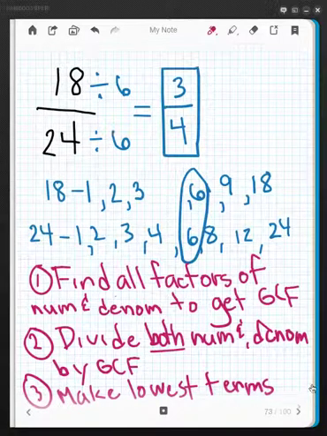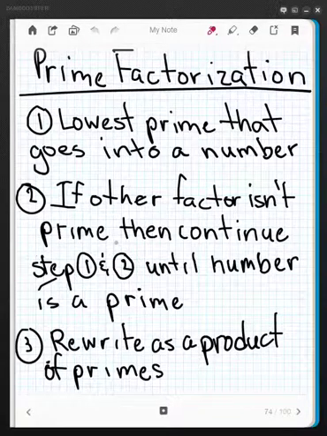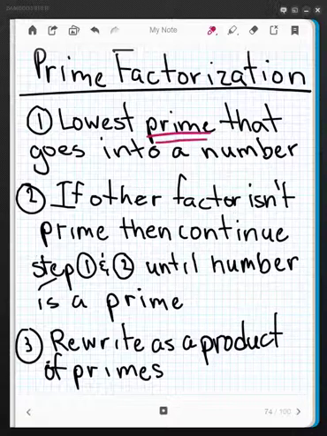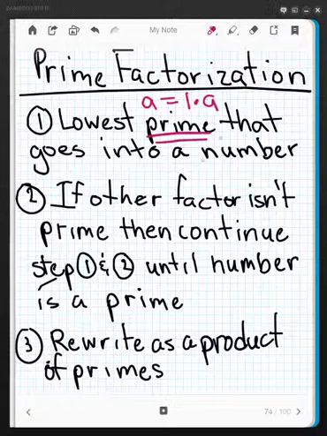All right, now let's go talk about the second method, prime factorization method. The first thing that we're going to do is learn how to do prime factorization of a number. So we're going to take a number and we're going to find the lowest prime that goes into it. Now, if you don't know what a prime number is, we should talk about that. A prime number is a number that has only one and the number itself as a factor. So that's what it means to be prime.